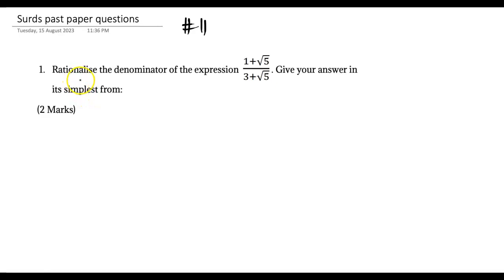The first question is: rationalize the denominator of the expression. Give your answer in simplest form. It's worth 2 marks. Let's try that. So what exactly do we need to do? This is how to rationalize, which I've discussed in my video number 10. So we have 1 plus root 5 over 3 plus root 5.